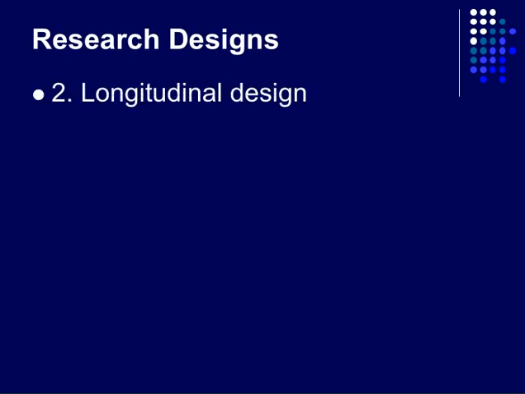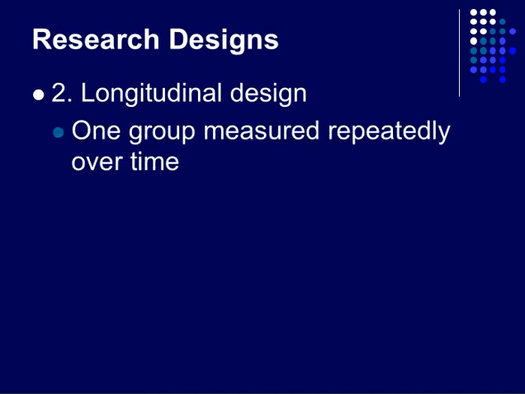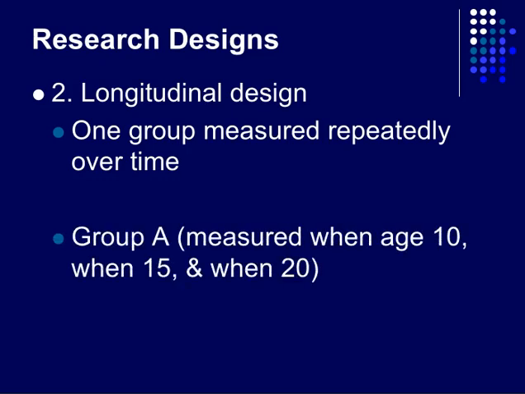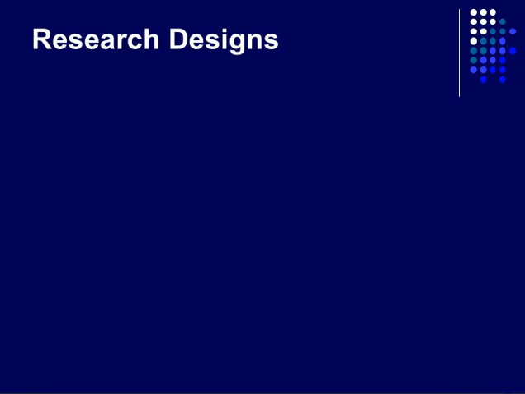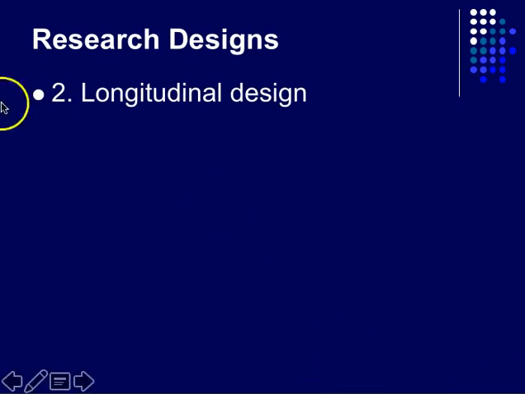The next one, the longitudinal design, one group is measured repeatedly over time. So you take the same people and you follow them across a period of time. So you have a group, I'm calling it group A here, and they're measured when they're 10, and then 5 years later they're measured again, and then 5 years later they're measured again. As you might imagine, this has some advantages, but it also has some disadvantages. And you can remember this, by the way, by thinking long time, longitudinal, long time.